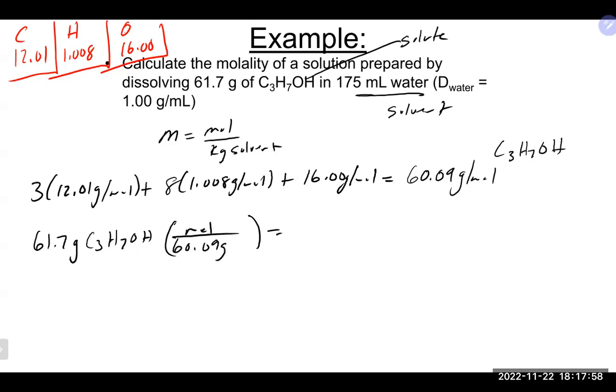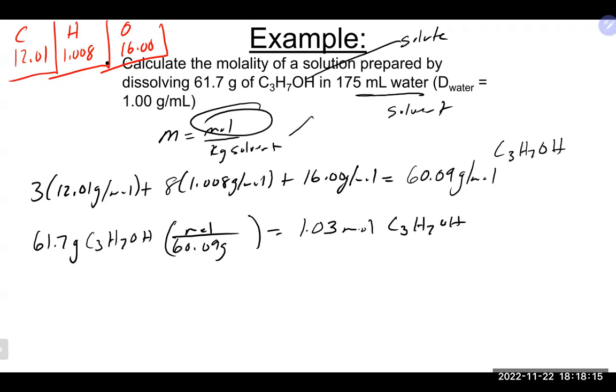And we will end up with 61.7 divided by 60.09. We're going to get 1.03, we'll round it, moles of our solute in this case. That would be the top part here.